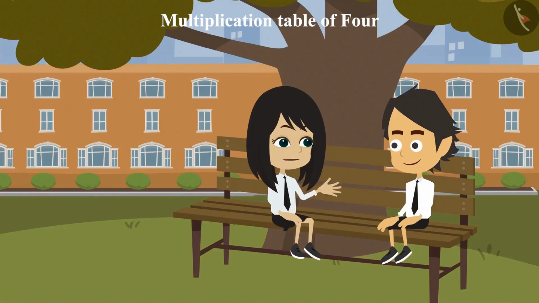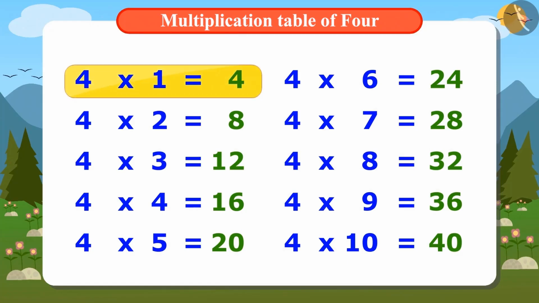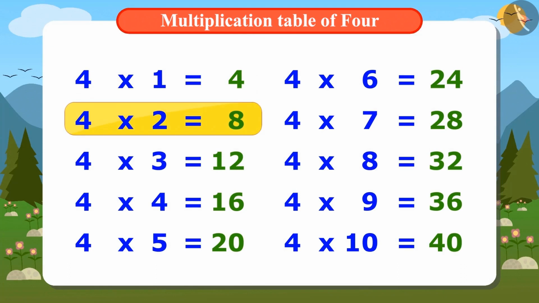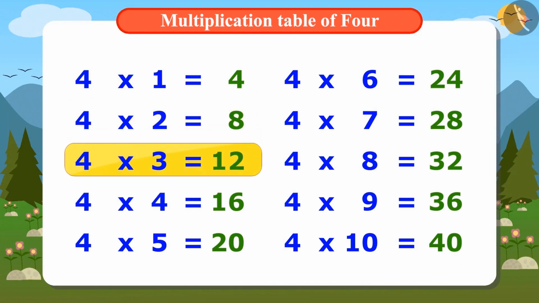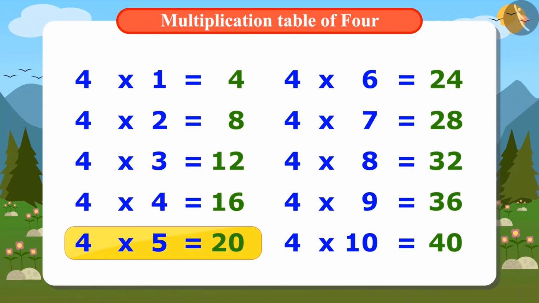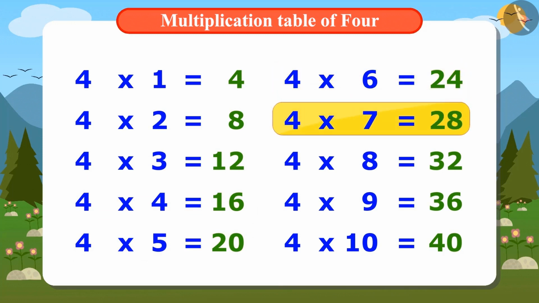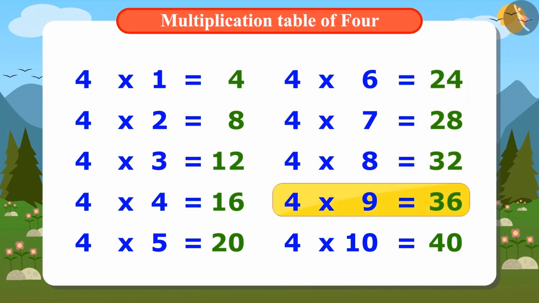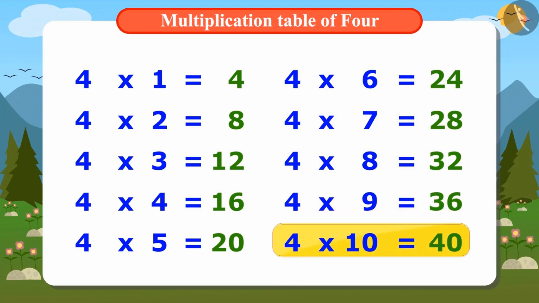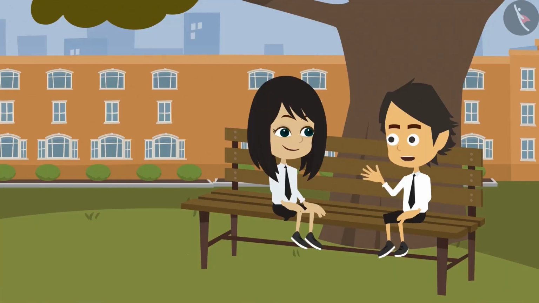Yes, now let's memorize this multiplication table of 4 in the sing-song manner. 4 ones are 4, 4 twos are 8, 4 threes are 12, 4 fours are 16, 4 fives are 20, 4 sixes are 24, 4 sevens are 28, 4 eights are 32, 4 nines are 36, 4 tens are 40. This is fun. This way we can easily remember the multiplication table of 4.